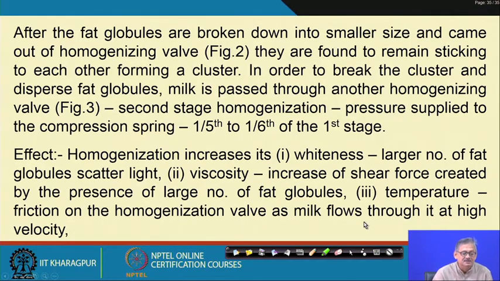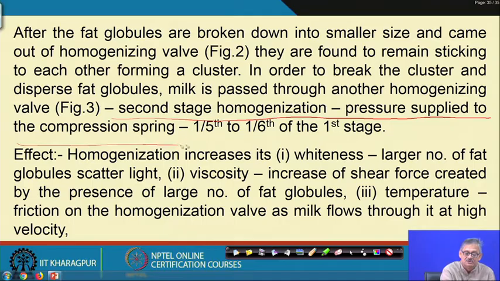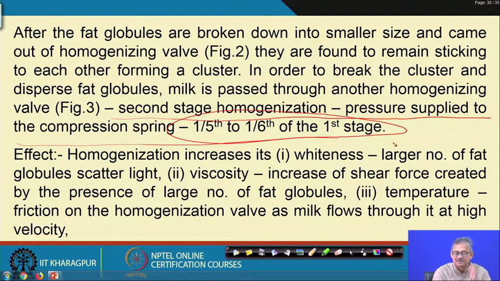This we have already said. So, after the fat globules are broken down into smaller size and come out of the homogenizing valve, they are found to remain sticking to each other and forming a cluster. In order to break the cluster and disperse fat globules, milk is passed through another homogenizing valve, that is the second homogenizing valve, and this takes place as second homogenization, and the pressure is around 1/5 to 1/6 of the first, right.